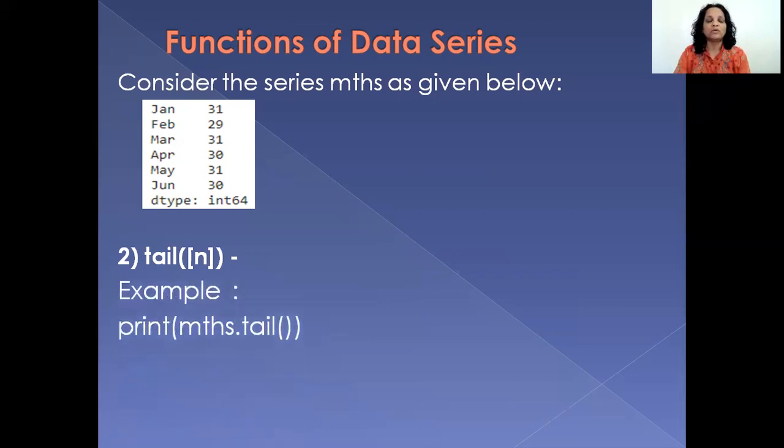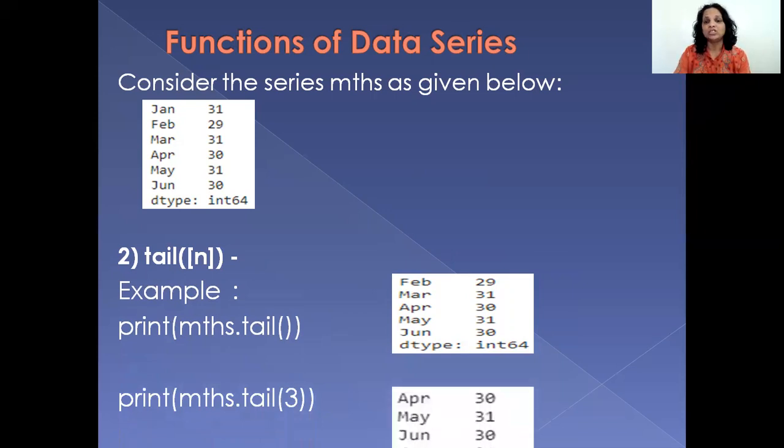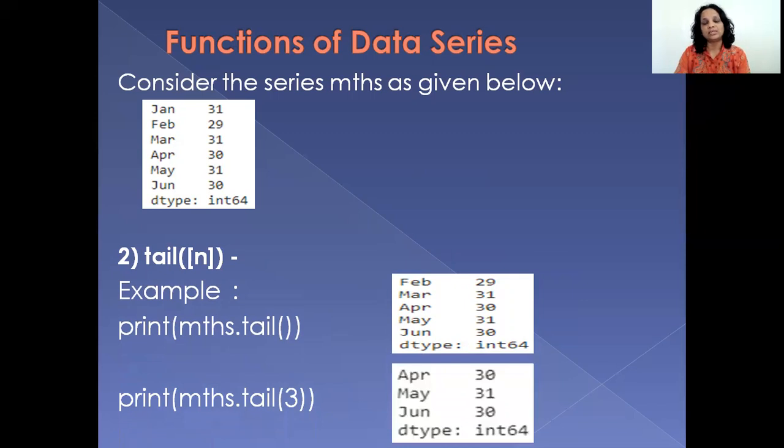Okay, so in the first function, I'm not specifying the value of n, so I'm getting the last 5. So can you see Jan is eliminated and you get Feb to June? That's your last 5. But if I say tail(3), it'll give me the last 3 records. So last 3 records are April, May, and June. So that's what I see on the screen. So these functions are extracting certain parts of the data series. And because of the print function, it gets displayed.